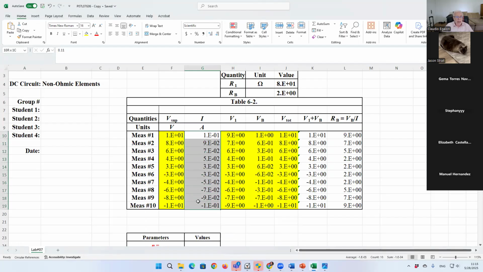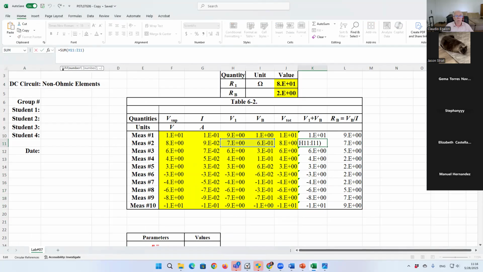So here you go. Here's the last set of measurements. Those two are measurements. Keep them yellow, right? Everything else here is going to be results. This one is what? V1 plus V bulb. Okay, so this V1 plus V bulb is going to be very similar to this measurement that we made.